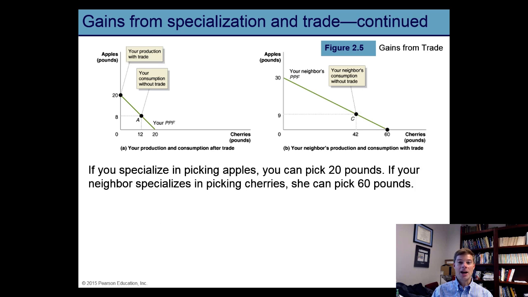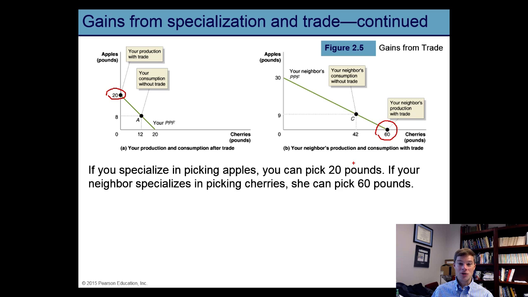On this slide, I'm going to assume that you specialize in producing only apples. Specifically, I'm going to assume that you are only going to use your time to pick apples. And if you do this, then according to your production possibilities frontier, you would have the ability to pick 20 pounds of apples. I'm going to assume that your neighbor dedicates all of her time to picking cherries. And if she does, she can pick a maximum of 60 pounds of cherries. So with specialization, you pick 20 apples and your neighbor picks 60 pounds of cherries.